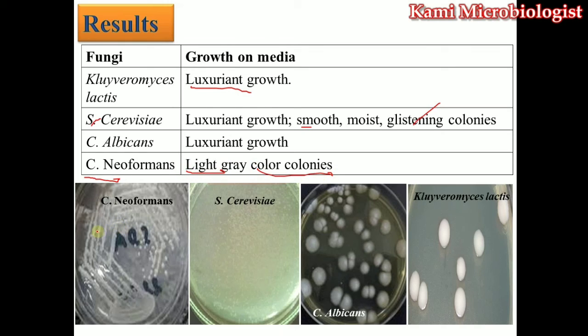Now this is the growth of Cryptococcus neoformans. As you can see, with light grey colonies. We have Saccharomyces cerevisiae, which shows very small colorless or luxuriant growth of colonies. These are actually very large and luxuriant growth, but in the picture you can't see the luxuriant growth, but if you see it live, you will find luxuriant growth. Candida has the same, as you can see, luxuriant growth, and Kluyveromyces lactis also makes luxuriant growth.